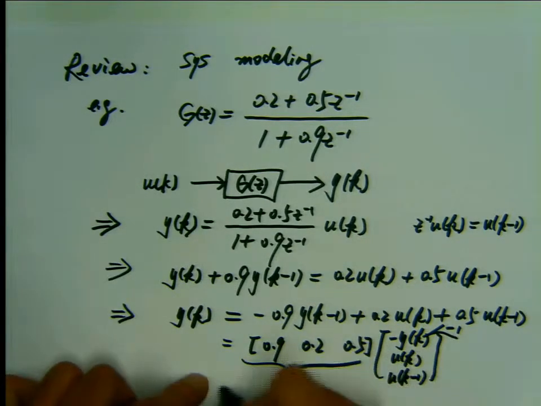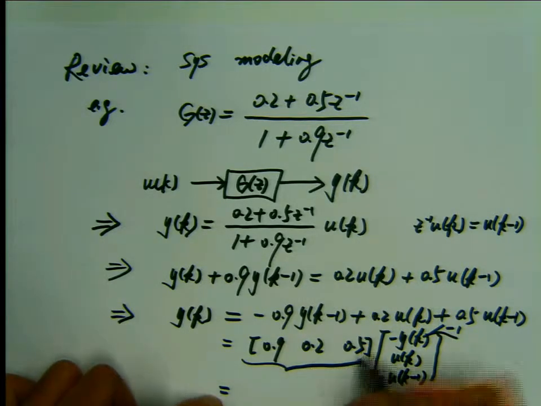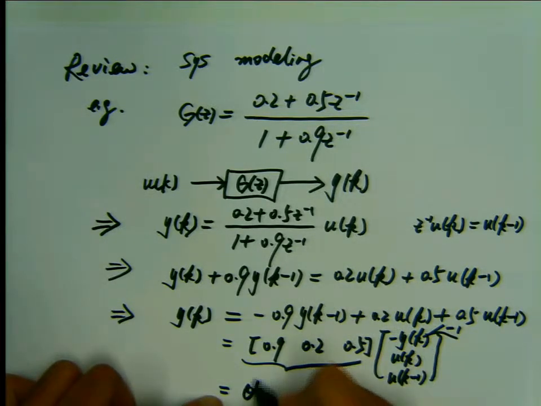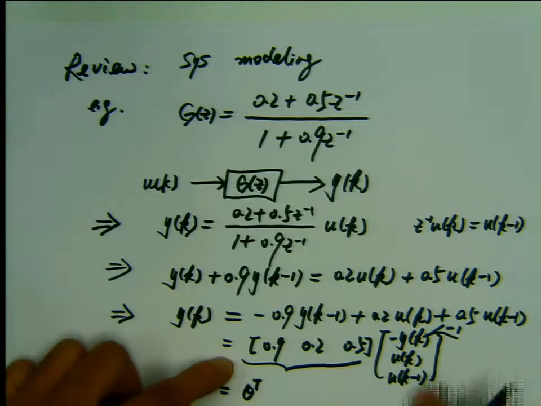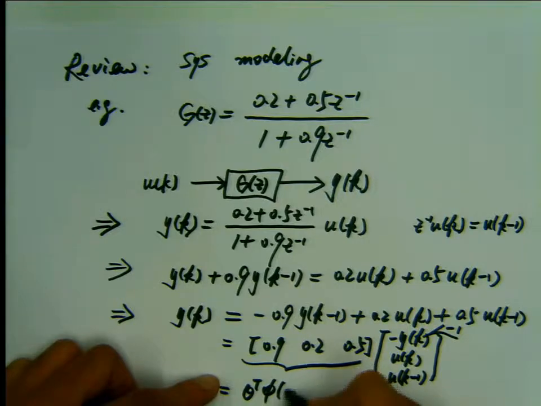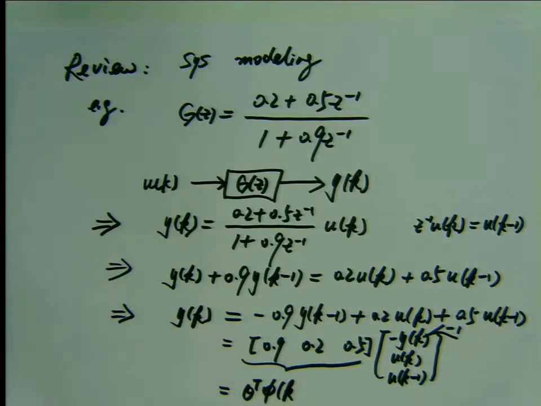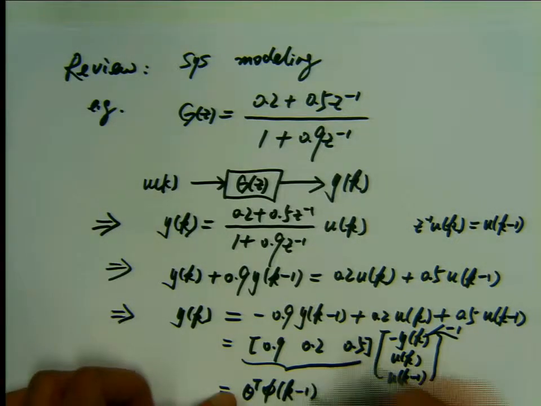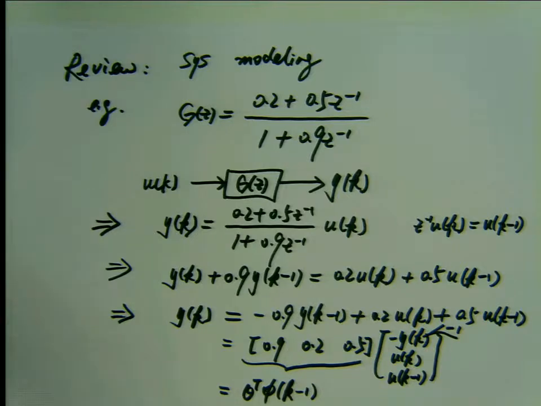So if we want, we can write it this way. We can define this parameter vector as theta, and then this data vector as phi. The notation is going to be phi k-1, my notation. Maybe phi k is better.